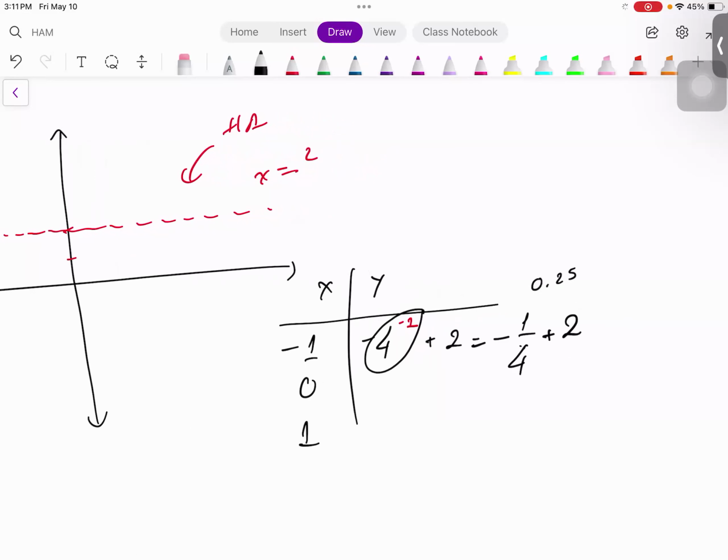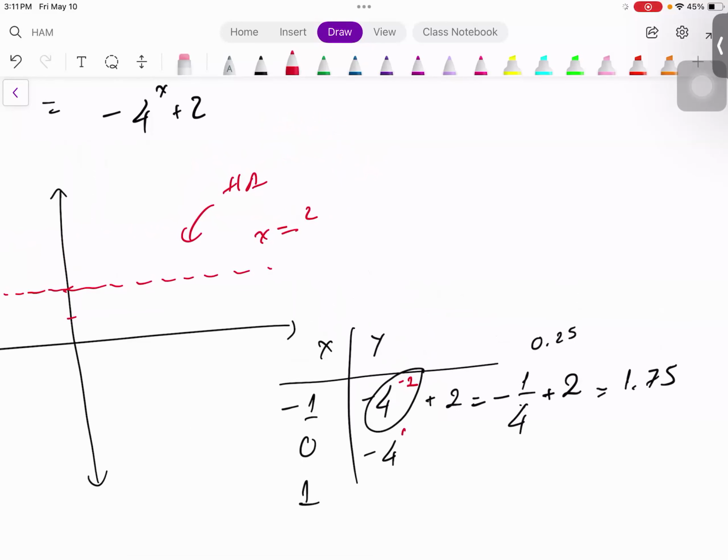0.25. So 1.75. You can use calculators, but it's exactly 1.75. Now, why when x is equal to 0, what is that? How do you get 1? 4 to the power 0 is 1, but then you have a negative on the front. So negative 1 plus 2 is 1.